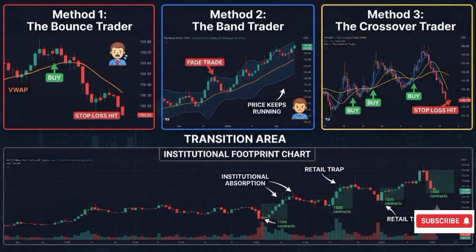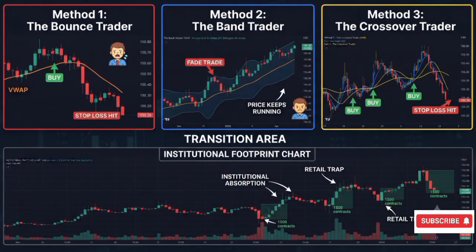If any of these 3 methods describe you, you're not alone. But you are the reason institutions are able to accumulate and distribute at the prices they want. Because every time you take one of those obvious VWAP setups, there's a very good chance you're taking the other side of an institutional trade.